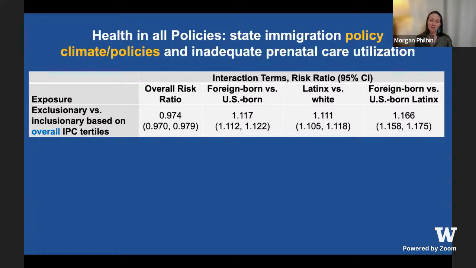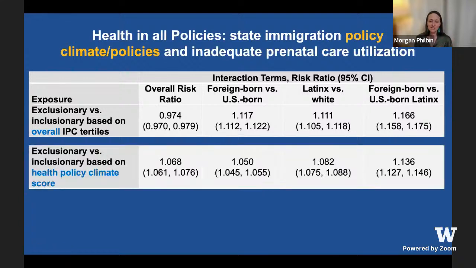And then we see the same pattern for individuals who are Latinx versus white. And then the risk of inadequate care is higher for foreign-born Latinx individuals versus US-born Latinx individuals in exclusionary states. So that's the overall state climate. The next step, we conducted similar analyses, but changed our exposure to the subdomain of health policies, of the health policy climate. So that consisted of 4 policies that regulate access to healthcare.